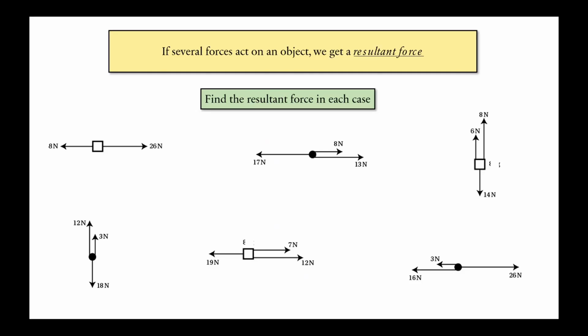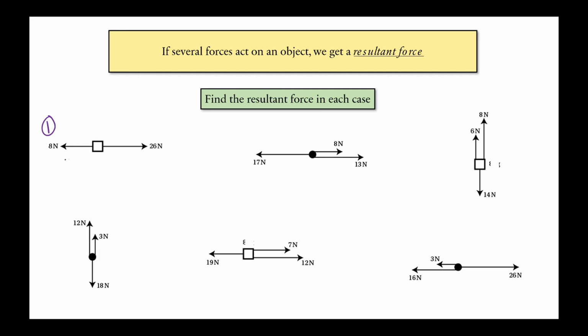Now the key thing to remember is that if several forces act on an object, then we get a resultant force. So in these 6 examples, we're asked to find the resultant force in each case. If you want to have a go at these questions without going through the answers, feel free to pause the video, have a go at the questions, and then unpause as we go through the answers. So looking at this first one, we can start by labelling it as 1.